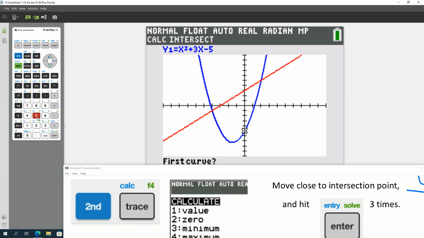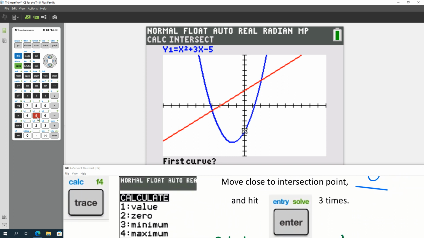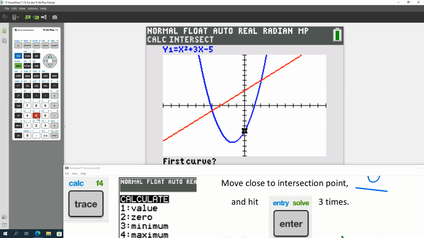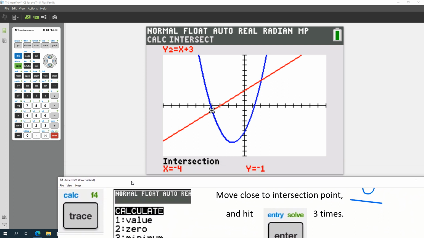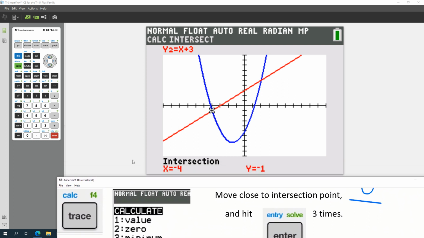All right, so then the directions say to move that little cursor close to the intersection point. Either one, we're going to find both of them. So I'm just going to go to the one on the left. You don't have to be right on top of it, you just need to be close to it. And then hit enter 3 times. At the bottom of the calculator, it'll tell you the intersection point. So that's one of your solutions, -4, -1.